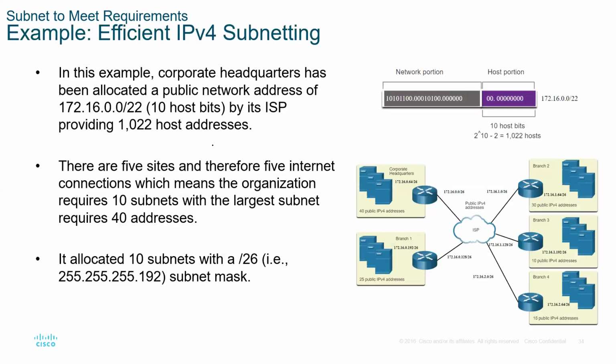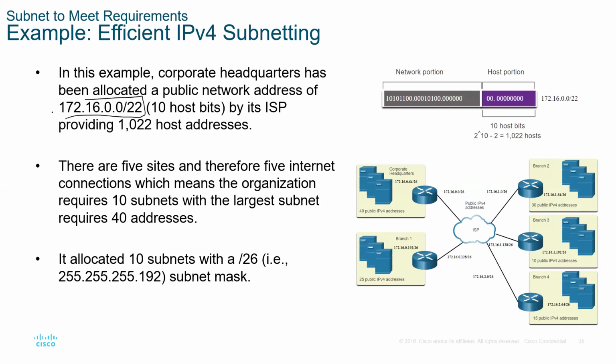Efficient IPv4 subnetting. This is an example of a headquarters. So here, this is a more practical example. What we have here, we have a network. It has a /22, right? In this example, corporate headquarters has been allocated a public network address.